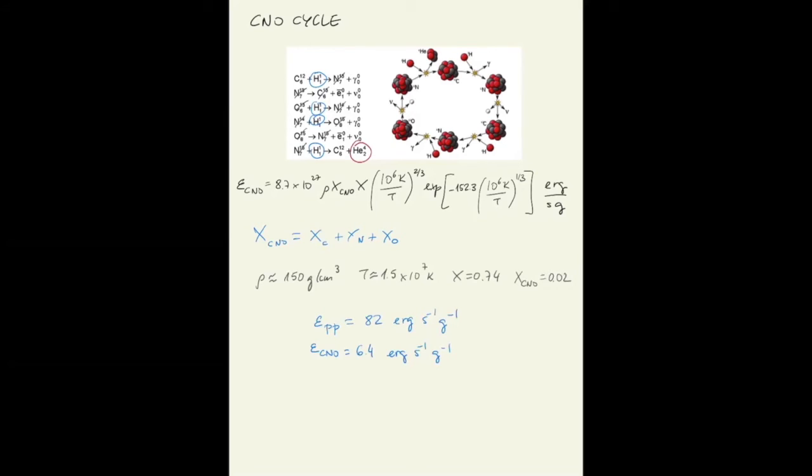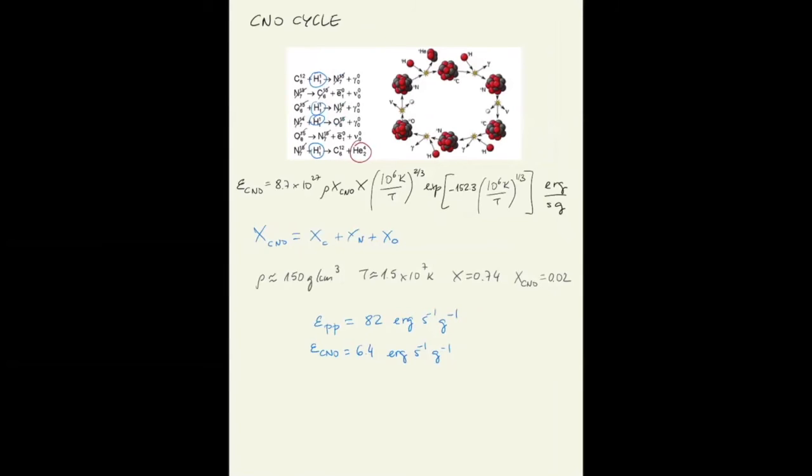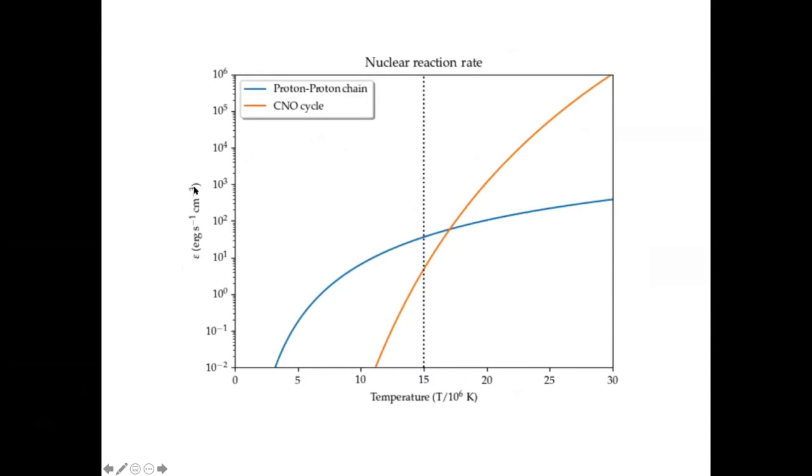However, you should notice that the CNO cycle has an exponent 153.3, whereas the proto-proton chain has only a 33.8 factor in the exponential. That is significant, so therefore CNO is very sensitive to the temperature, much more sensitive than the proto-proton chain. So this shows the energy production rate from the proto-proton chain and for the CNO cycle. Indeed, at 15 million Kelvin, the temperature of the core of the sun, it is the proto-proton chain that dominates, but not much beyond, you start to have the CNO cycle take over at about 17 million Kelvin.